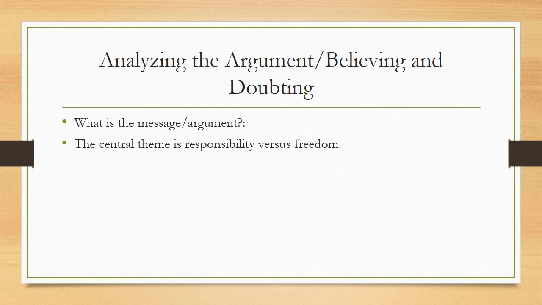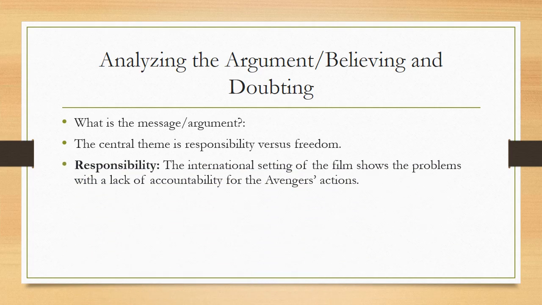And so all those images we just analyzed reflect this main or central theme, tension, really a debate. So what do I mean when I say responsibility? The international setting of the film shows the problems with a lack of accountability for the Avengers' actions. So they go through all these countries where the Avengers have fought villains and caused collateral damage, civilians getting hurt. And it starts with the intense action sequence at the beginning of the film in Laos, where Wanda accidentally kills some civilians trying to save Cap from a bomb.